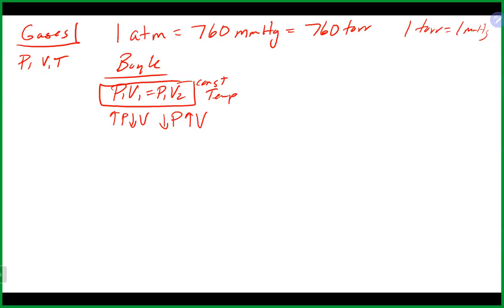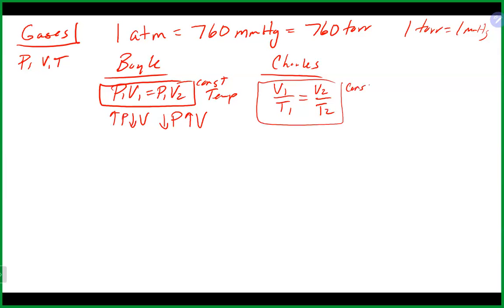We also saw Charles' law. He looked at the volume and temperature relationship of V1 over T1 equals V2 over T2. This was at constant pressure. And remember, really important here is the temperature. In any gas law, it does need to be in Kelvin. Even if they give it to you in some other unit and want the answer in some other unit, it does need to be Kelvin when it goes into the gas law.